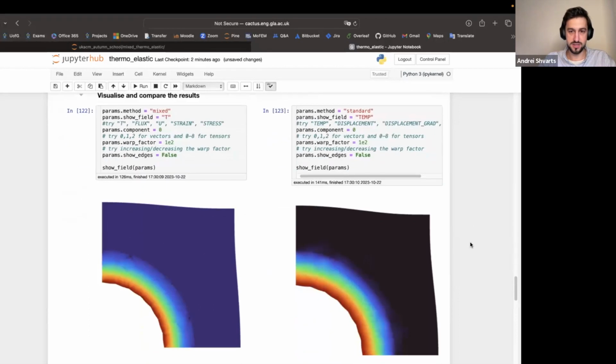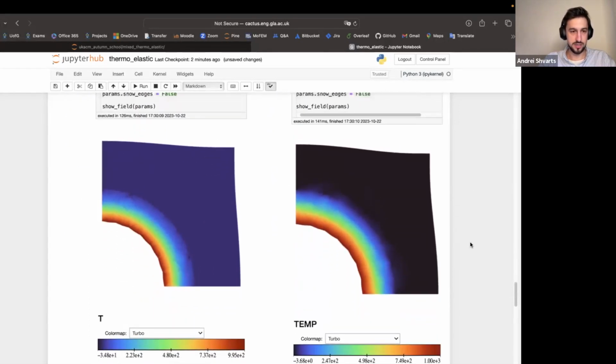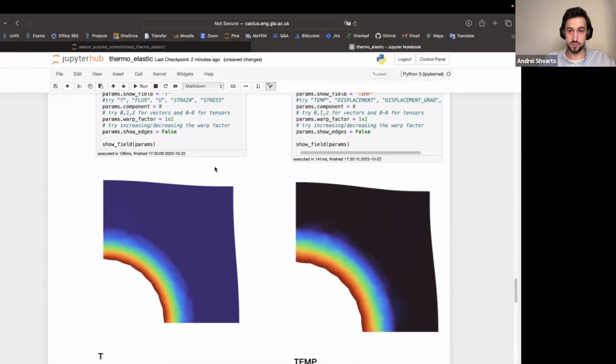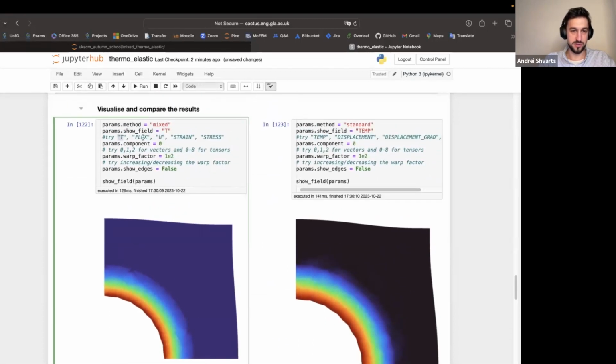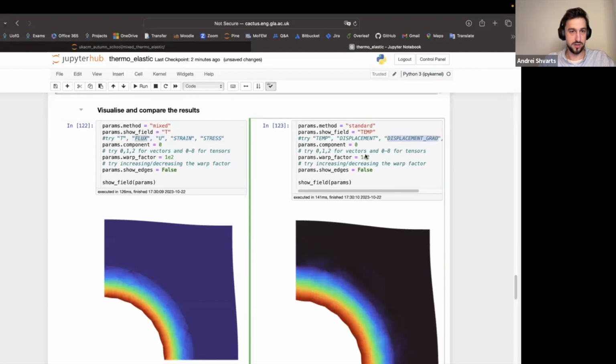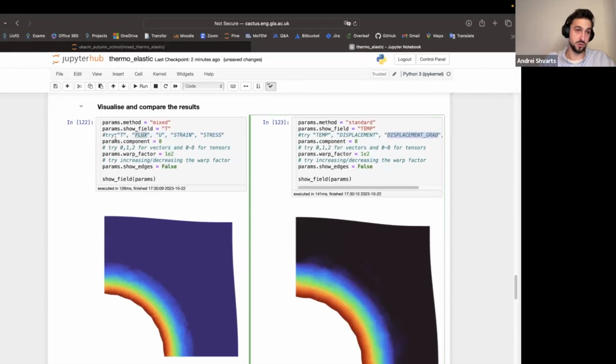Okay, so we can visualize the results now, and here is probably what you would see. Here we're looking into the results for the mixed formulation and for the standard formulation. And you can choose which fields to look at. Here I give you how the names are called in the executables of MoFEM, which run the mixed formulation for this problem and the standard formulation for this problem. If you want to look at temperature in mixed, you choose T, flux for flux and so on. For the standard formulation, you can look into temperature, displacement, displacement gradient, and stress. While for the mixed formulation, you can look into the temperature, flux, displacement, strain, and stress.